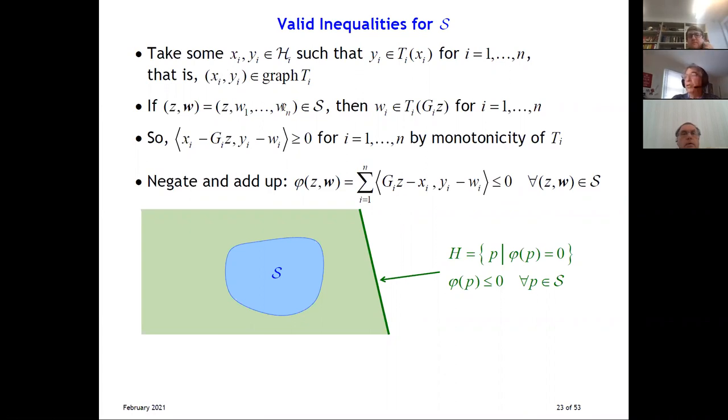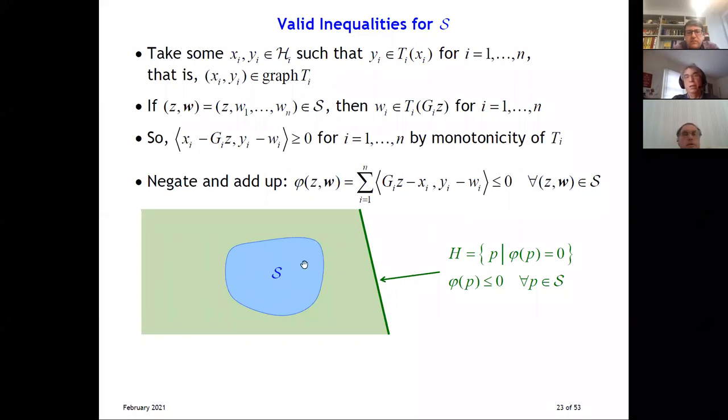So here's a way to get such a half space, okay? If I take any xi, yi in Hilbert space i, such that yi is in Ti of xi, so this is called xi, yi being in the graph of Ti. If I have any such point, and then a point ZW in this target set S, the primal dual solution set S. Okay, so these are in the graph of Ti, and then Wi is also in Ti of Gi z for all i. So just the definition of monotonicity says this inner product has to be non-negative: the differences of xi and Gi z, and the differences of yi and wi. So if I negate all those and add them up, I get this inequality.